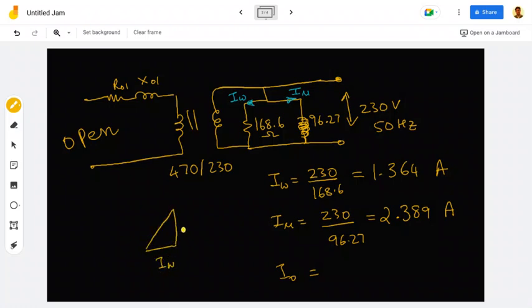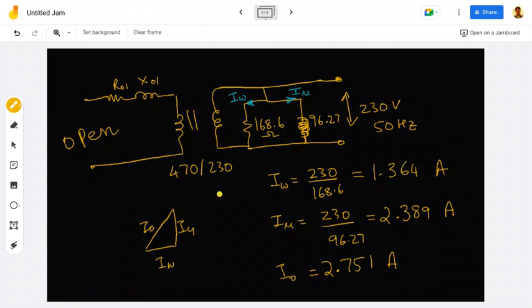So this is IW and this is I mu, and I want I naught. So it is the square root of IW square plus I mu square. That's what we need to do. Let me quickly calculate that. Again, I'm doing it directly on my phone. 1.364 square, and the square root of it. Here the answer I'm getting is 2.751 amperes.